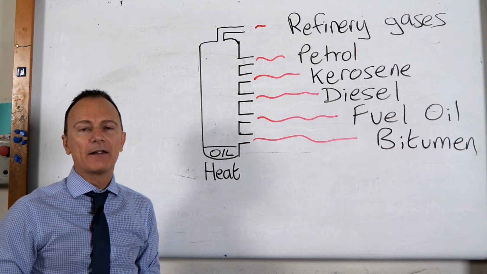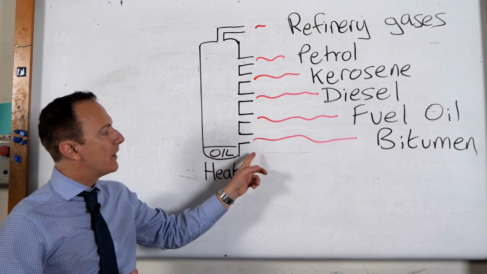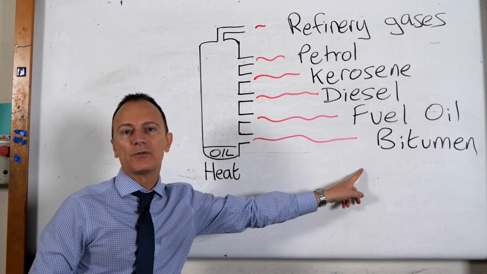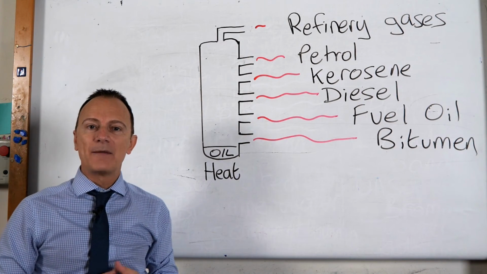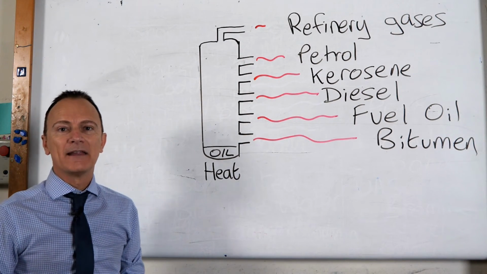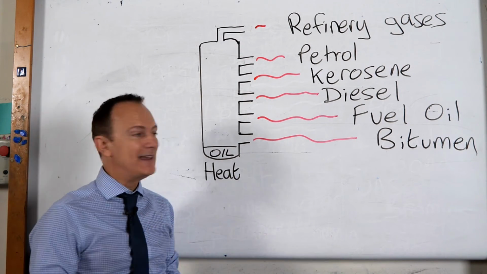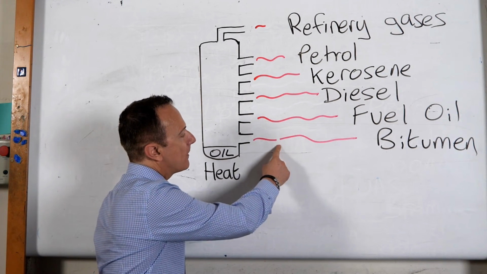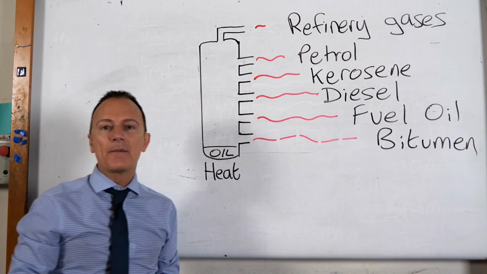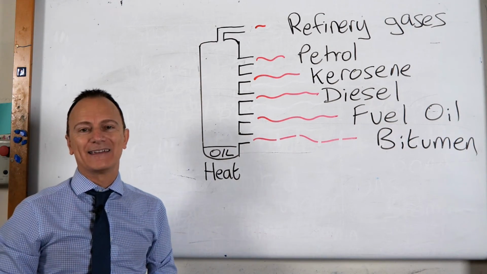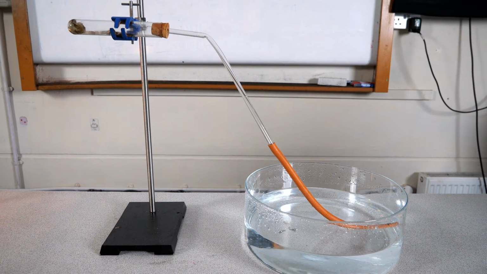So the clever part is the oil companies turn the longer hydrocarbons, which we don't need much of, into shorter hydrocarbons like petrol that are in high demand. And it does that by using heat to break the long molecules into shorter hydrocarbons, and that process is called cracking. This equipment can be used to carry out cracking in the lab.